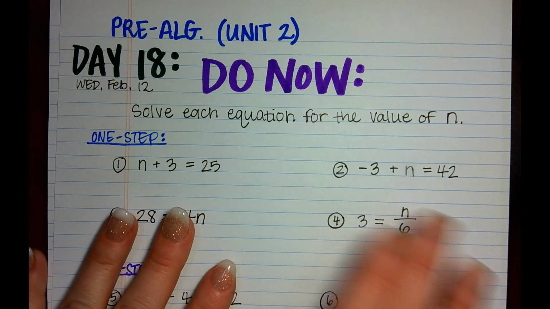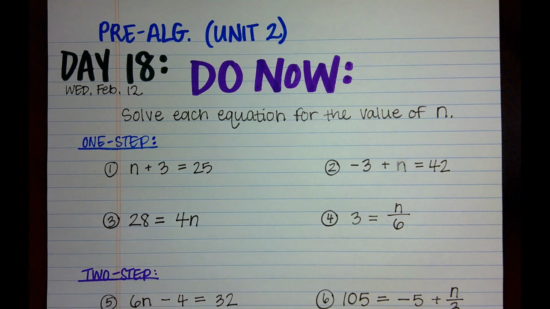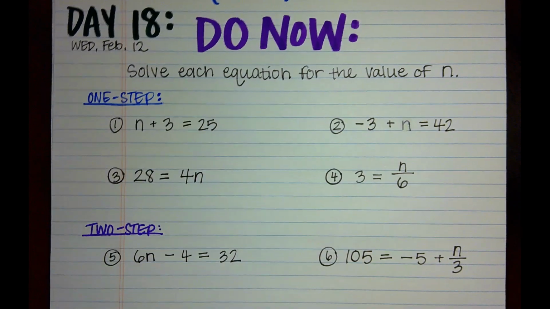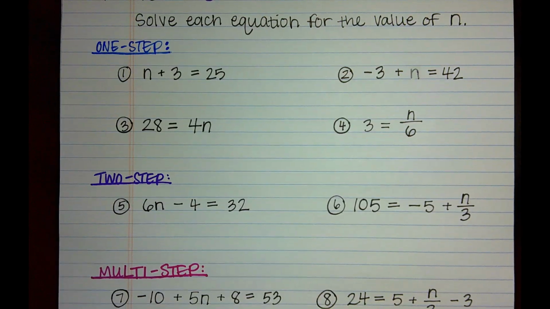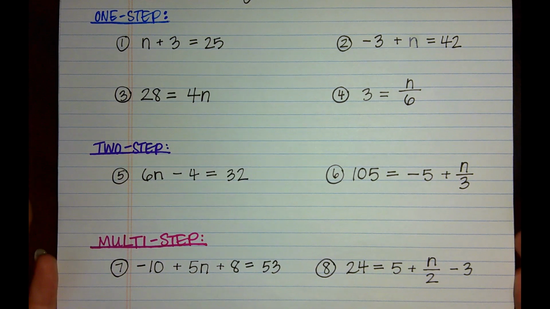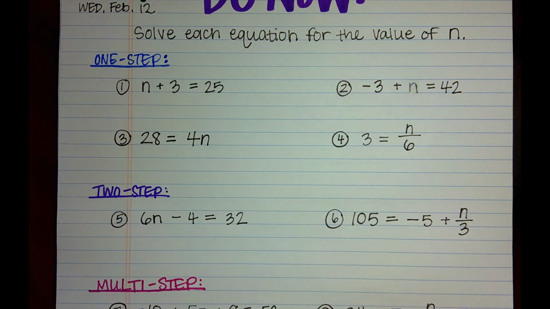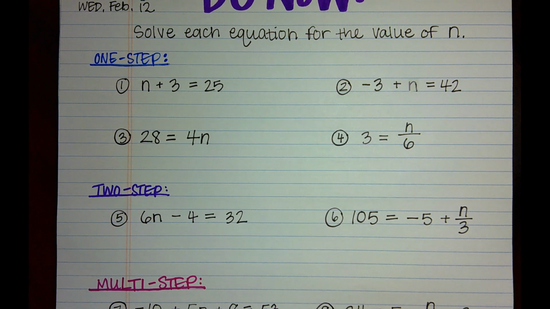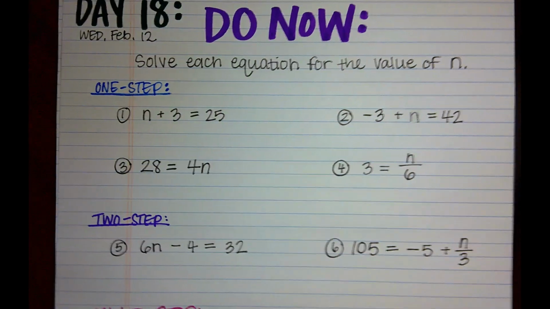18 in pre-algebra. Wednesday, February 12th, and we have been solving equations. So we have built all the way from one-step equations to two-step equations, and now we're at multi-step equations. But now we are doing a little mixture of all of them for our do now today. I gave you 8 problems to solve on your own. And let's see how we did.